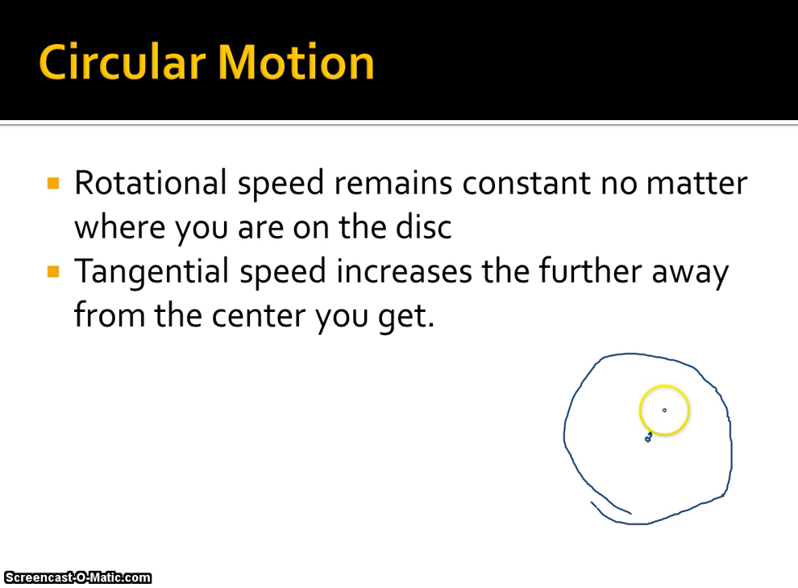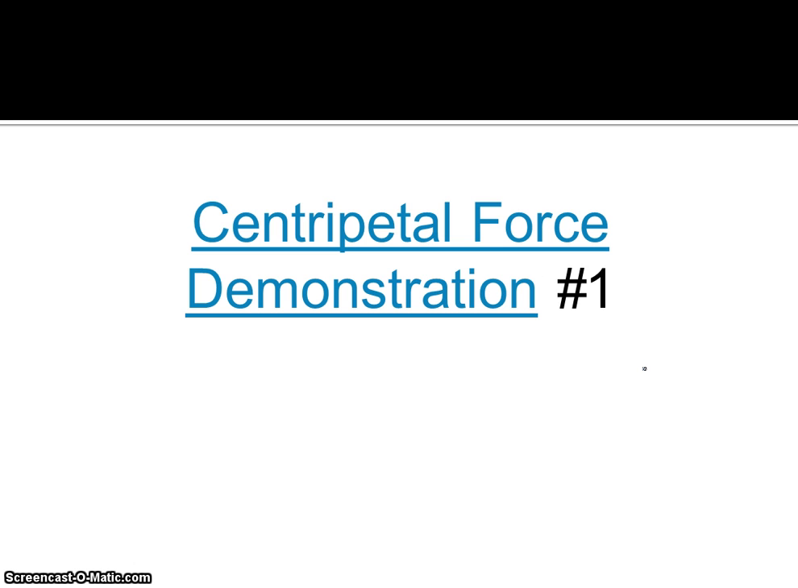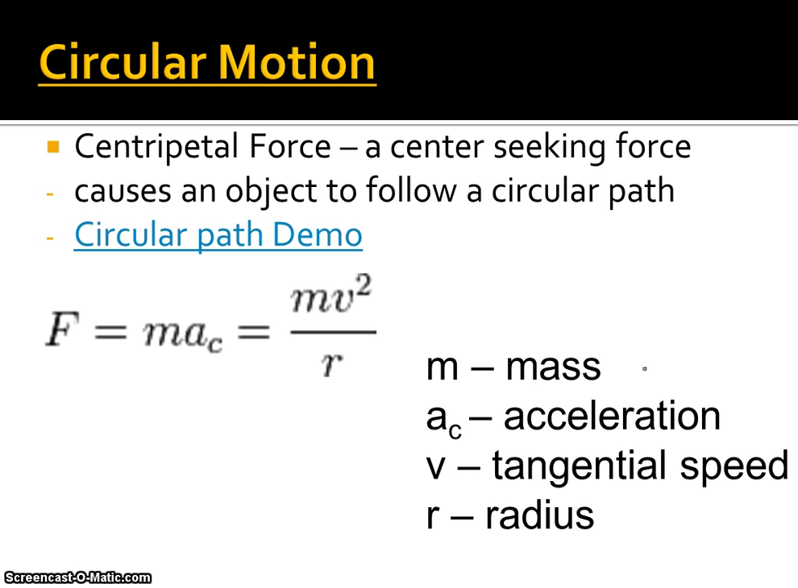So the bigger the circle, the farther you are from the center, the greater your tangential speed. So if you're out here on the edge and you're moving in a circle, you're going to have much more tangential speed than if you're right here rotating and moving, because you're going to have a smaller radius on the inside than you would on the outside. So here's our first formula.